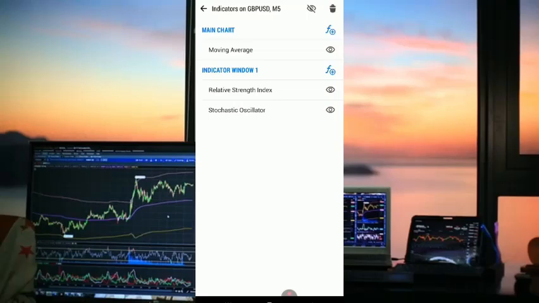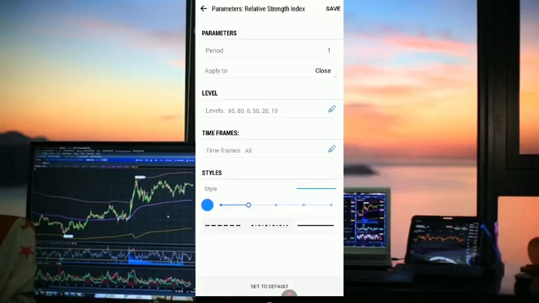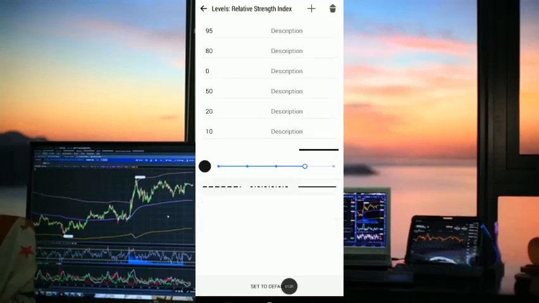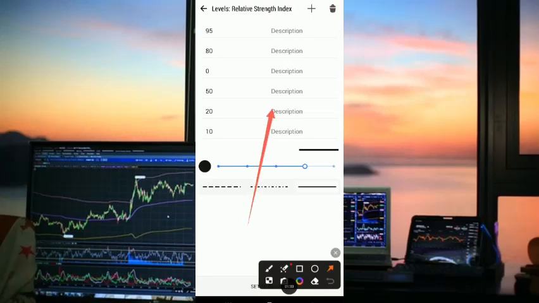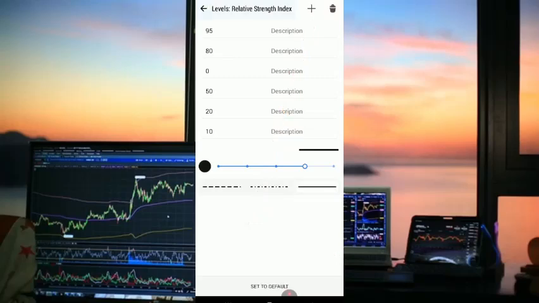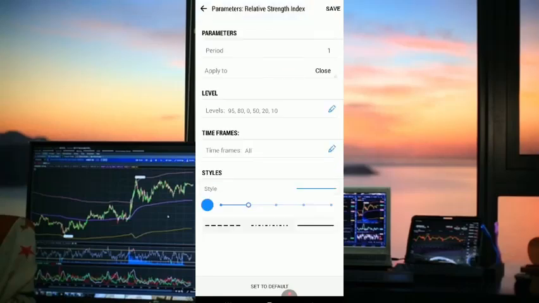The next thing you're going to do is go back to the main function F again and click on relative strength index. When you get to relative strength index, today I want you to enter period 1, apply to close, and then for the levels, to those who are still new, this is where you enter the levels. Just click on that plus sign, and then you're going to be able to add another one. I want us to take it to 95, 80, 50, 20, 10. Then click save. Make sure you click save, because if you don't, it won't appear like that.